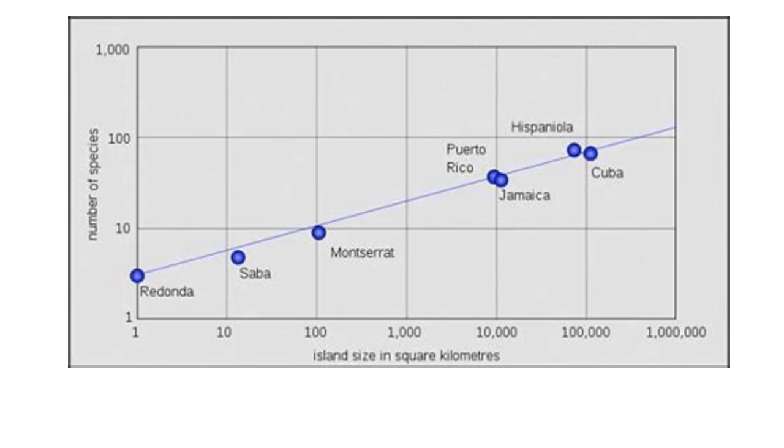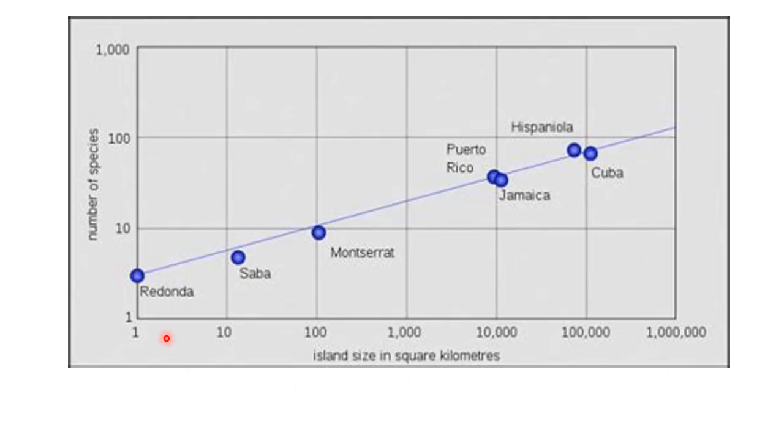So there is a correlation that we see with islands. Here, for example, on the y-axis we have the number of species, going from 1 to 1,000. On the x-axis we have island size in square kilometers, going from a very small island, 1 square kilometer, to a very large island, 1 million square kilometers. So in other words, small islands are going to be on the left part of the plot, larger islands on the right side.